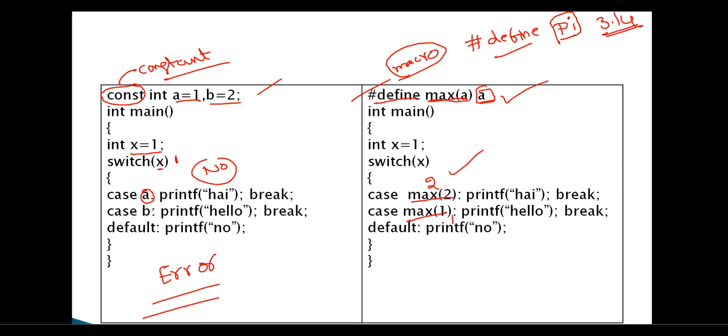So normal variables or normal constants are not possible to reduce in the labels, but in a macro it is possible. If it is possible, x is equal to 1 means case 1. What is the output? The output is hello is printed. And after each statement we are writing break. Whenever the break statement is executed, it completely comes out of the block. Suppose you are not writing the break statement, what happens? It executes all the cases until the break statement is executed or until the completion of the switch case. Okay, we will discuss those examples also.